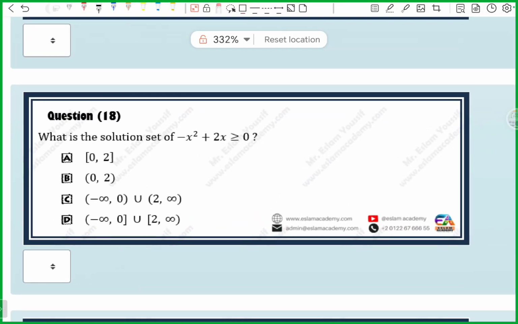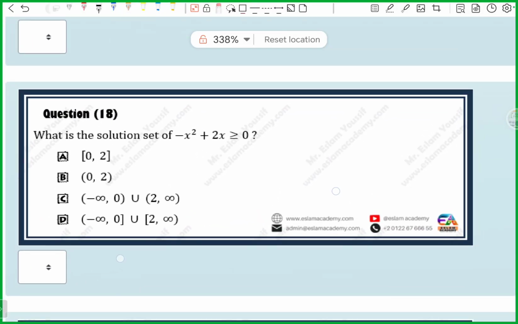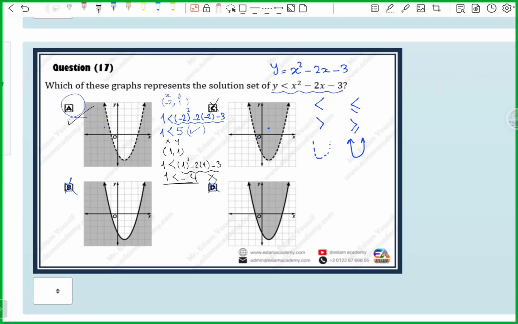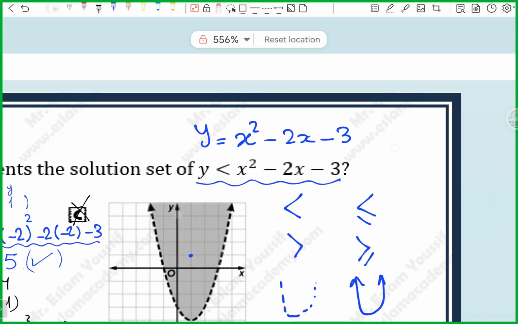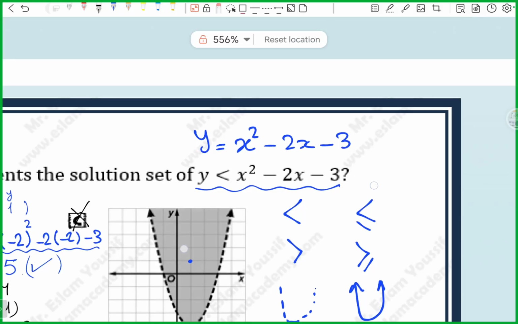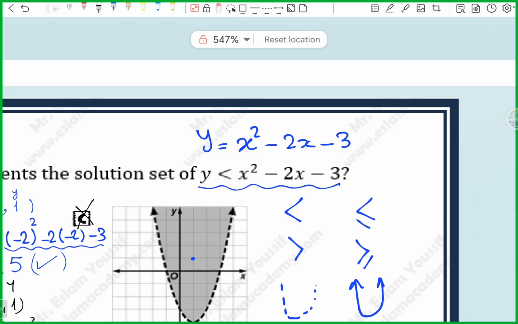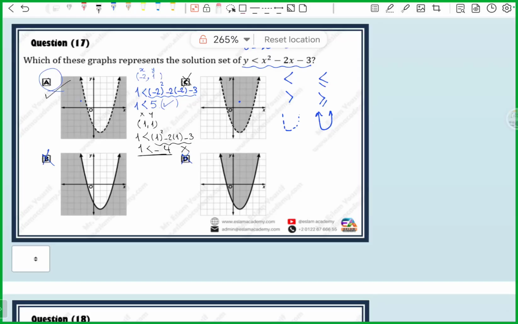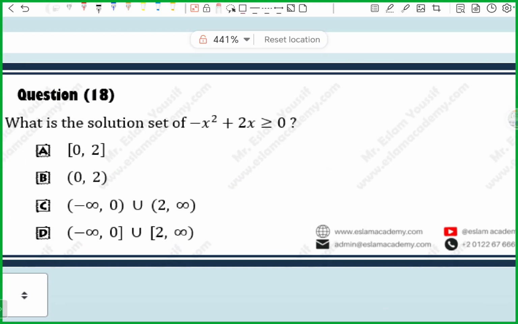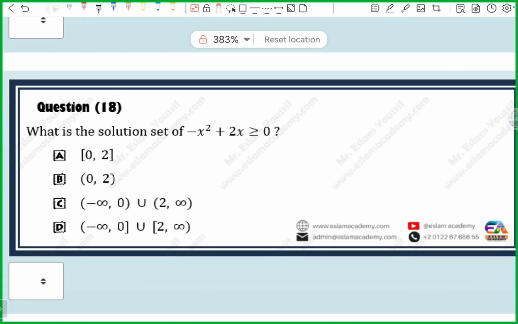Here, how can we solve this one? Now look at the difference between question 17 and 18. In question number 17, how many variables do we have? 2, x and y. X and y means a graph. Here, how many variables do we have? 1, which is x, only x.